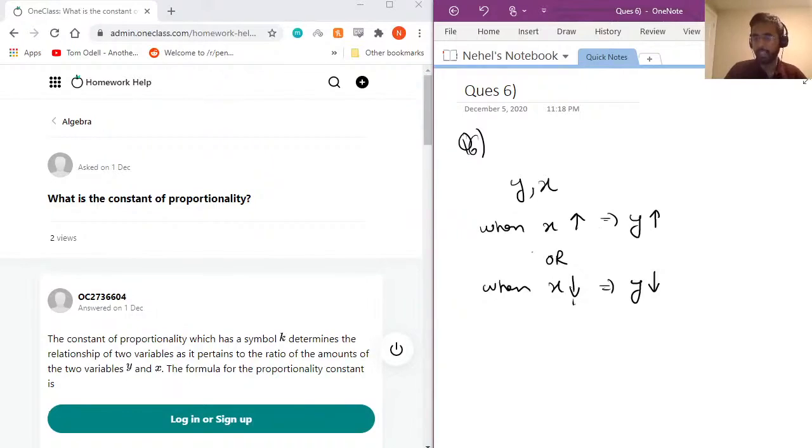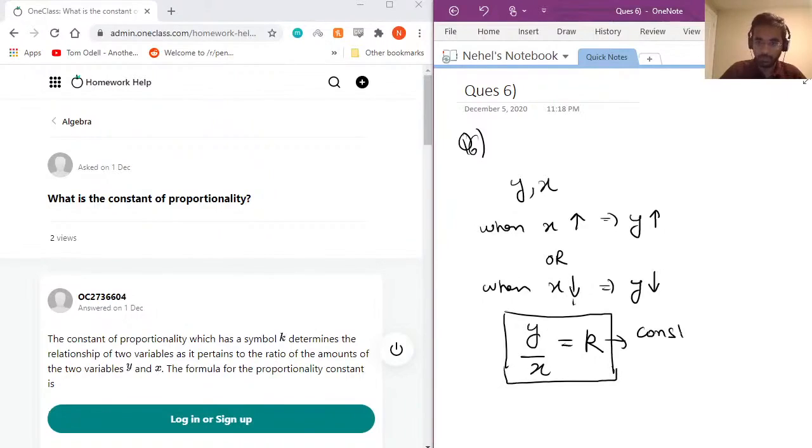And if we were to take the ratio of the two terms, so if we were to take the ratio of y over x, we would get a constant equal to k. K is defined as the constant of proportionality. So k is the constant of proportionality.